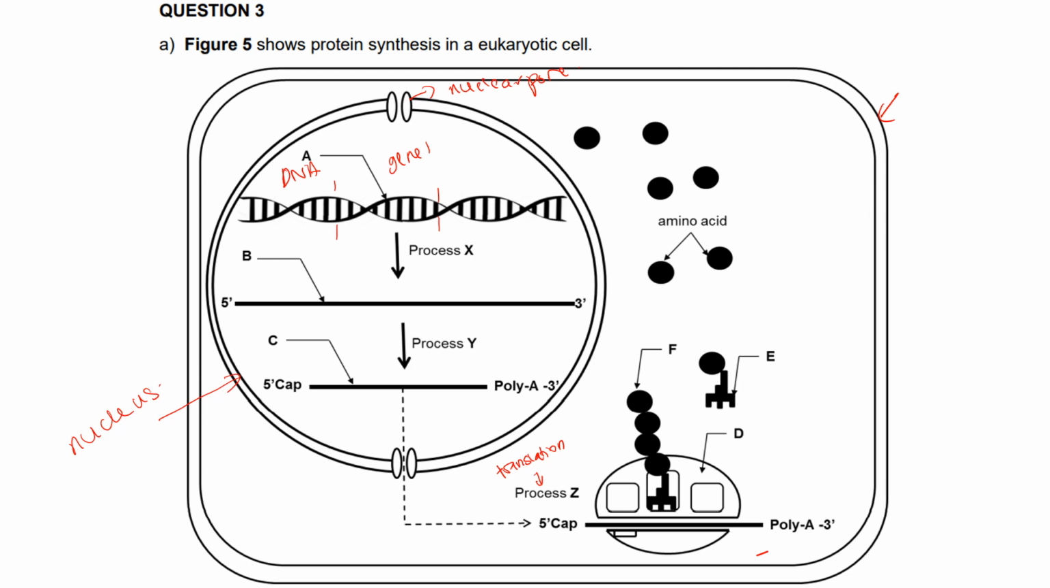Obviously the DNA molecule is too large for the synthesis of protein, which occurs in the cytoplasm of cells. So here is the cytoplasm, and within the cytoplasm you have many amino acid molecules. So the information within this gene will have to be copied into a smaller molecule, and the information is copied through the process of transcription. So X is actually transcription.